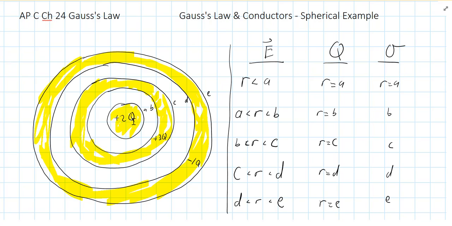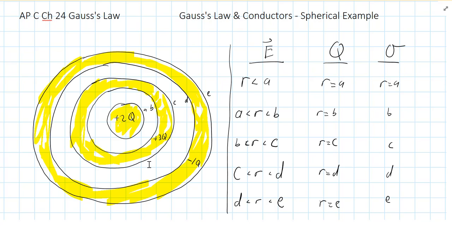three concentric spherical metal conductors. You have a solid metal ball in the center here, with radius little a. You then have a metal shell that has an inner radius B and an outer radius C. And then you have another metal shell, inner radius D, outer radius E. On these pieces of metal, we've put a positive 2Q charge on the central ball, a positive 3Q charge on the middle shell, and a negative 1Q charge on the outer shell.